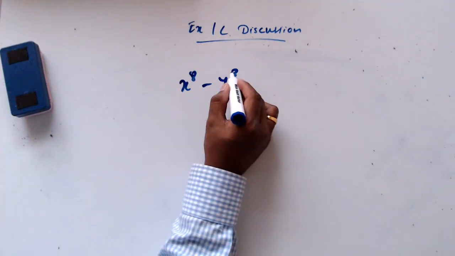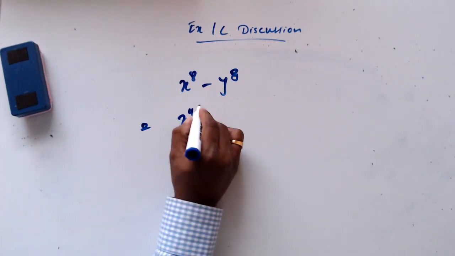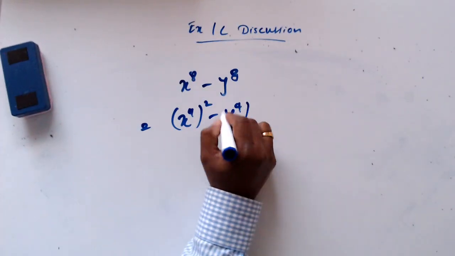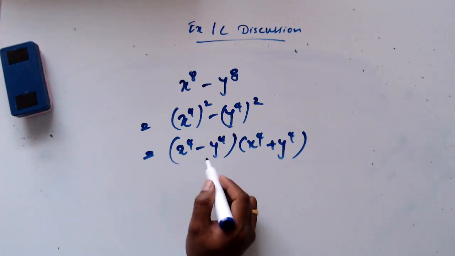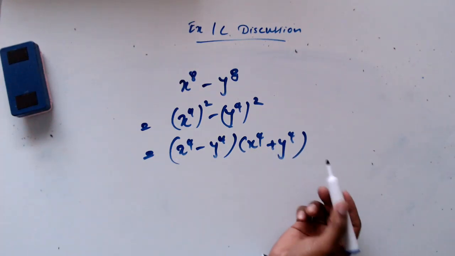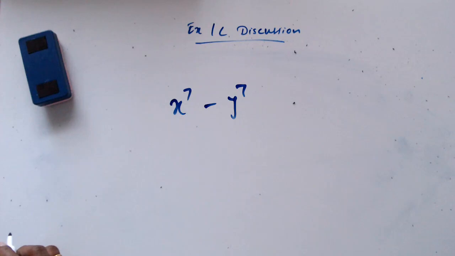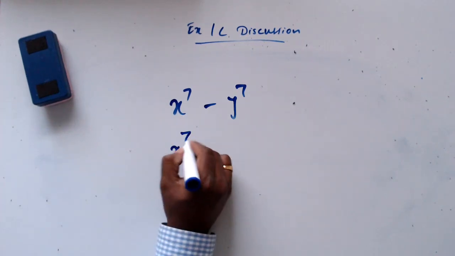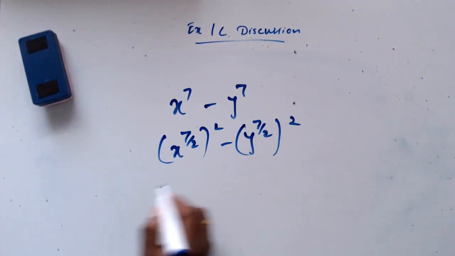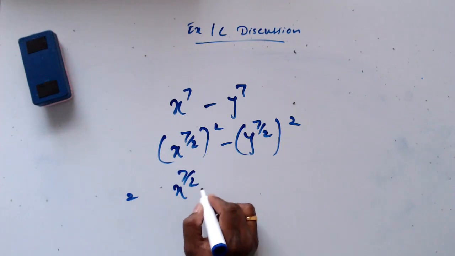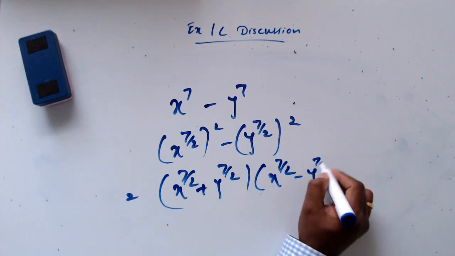This is x to the 8 and y to the 8. How do you factorize x to the 8 minus y to the 8? You can write x to the 4 square and y to the 4 square. Then you can write x to the 4 minus y to the 4 and x to the 4 plus y to the 4 as normal. How do you factorize x to the 7 and y to the 7? So you can write x to the 7 over 2 square and y to the 7 over 2 square. Then this is going to be x to the 7 over 2 plus y to the 7 over 2 and x to the 7 over 2 minus y to the 7 over 2.